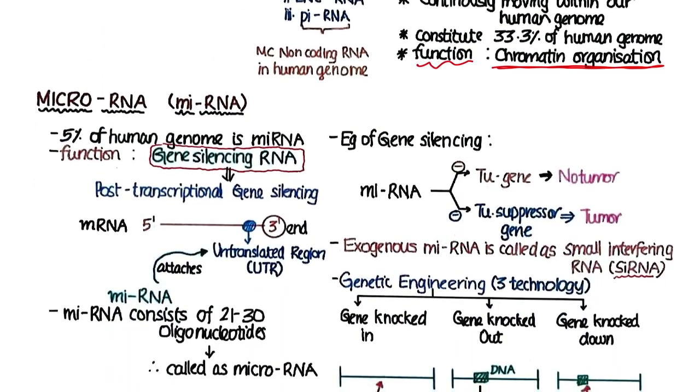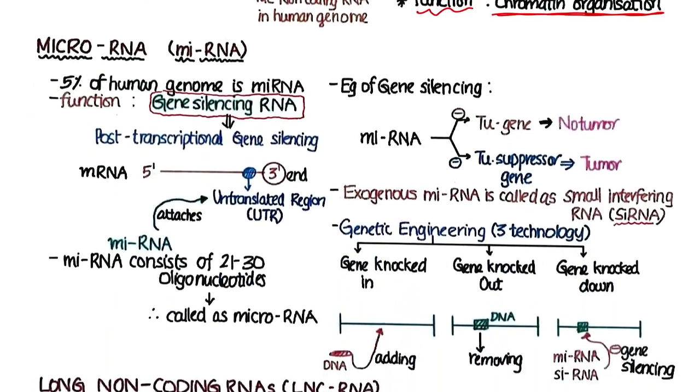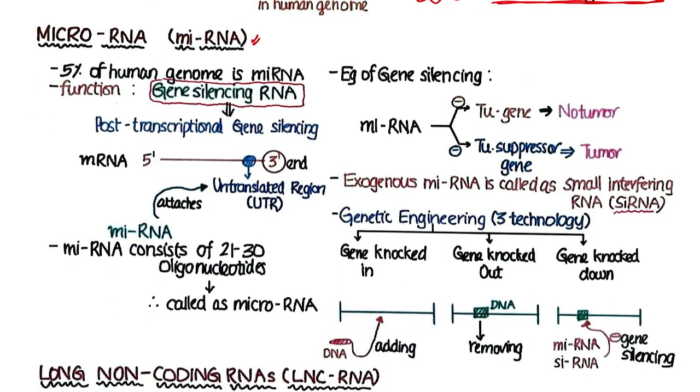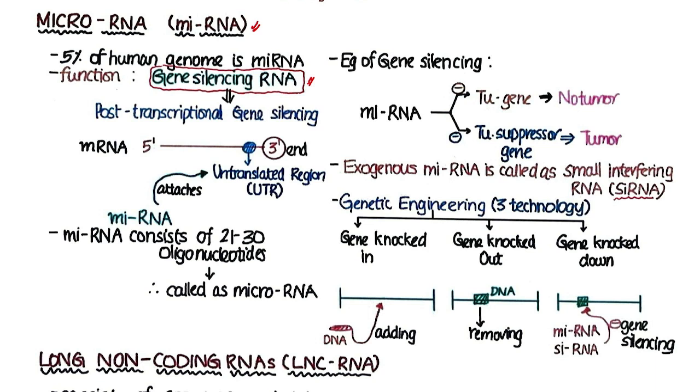Now let us discuss the non-coding RNAs. First is microRNA, denoted as small m small i RNA. It is 5% of the human genome, and its function is silencing other RNAs. For example, if miRNA silences a tumor suppressor gene, a tumor can occur. If it suppresses an oncogene or proto-oncogene, there will be no tumor. So it is functional in regulation of the cell cycle and regulation of proliferation, when to check the proliferation and when not to check it.